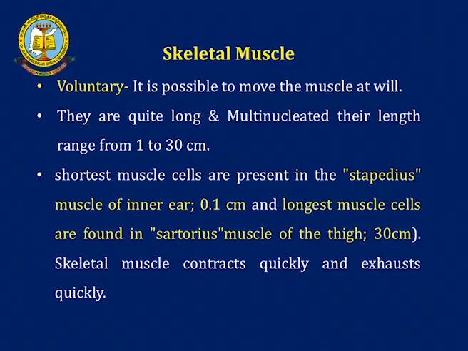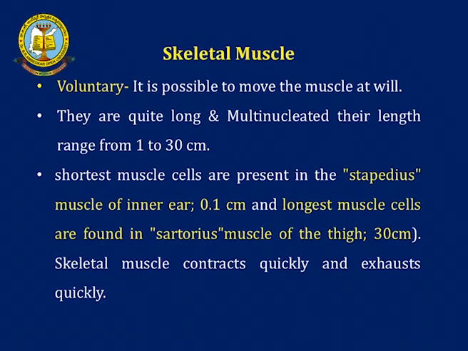Their length ranges from 1 to 30 centimeters. The shortest skeletal muscle cells are present in the stapedius, a muscle of the inner ear. The size of this is 0.1 centimeters, and the longest muscle cells are found in the sartorius muscle of the thigh. This ranges to about 30 centimeters in length.